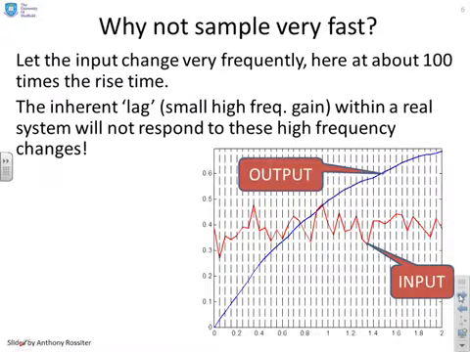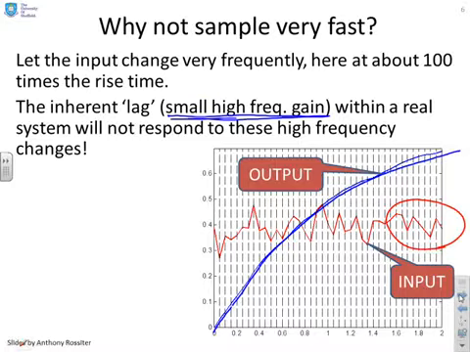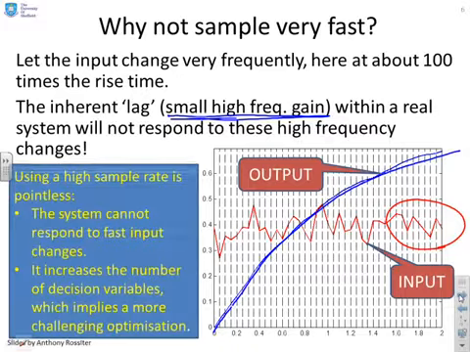Why don't we sample faster then? Well, this is the problem if you sample too fast. You can see here I've drawn an input which is changing very fast. But if you look at the corresponding output signal, you can't really see the impact of all these changes in the input. And why is that? Because real systems have essentially got a small gain at high frequencies. So if you bounce the input up and down very fast, it'll get basically filtered out and you won't see it on the output. So there's no point changing the input very, very fast.